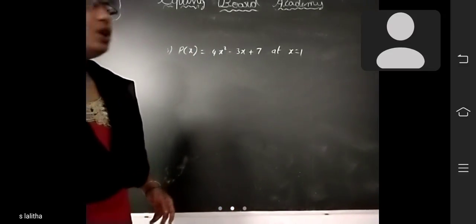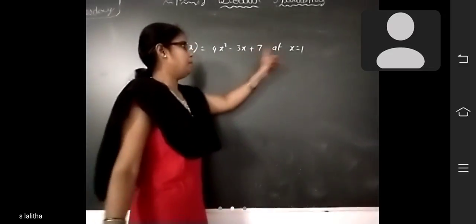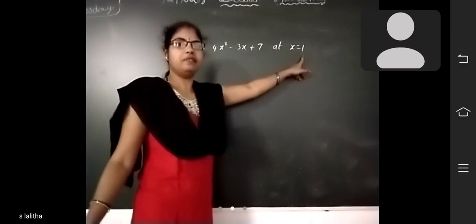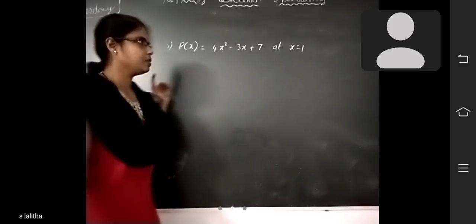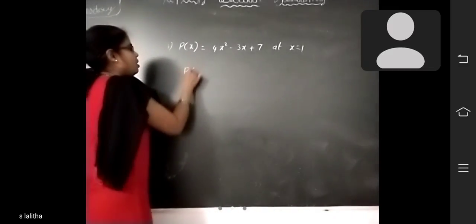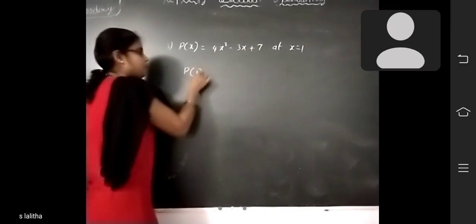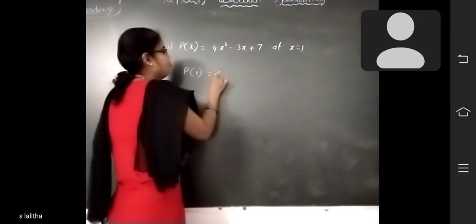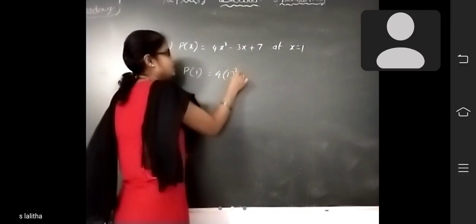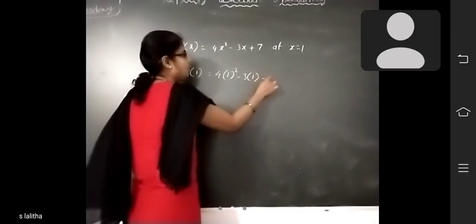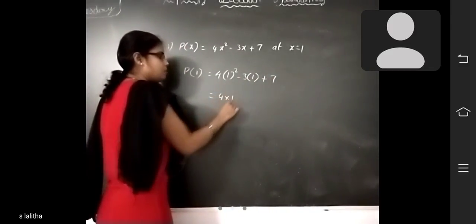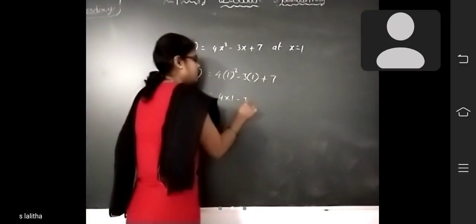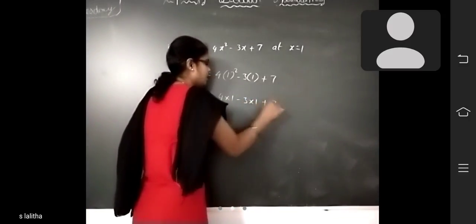That means what you have to do? In the place of x, you have to replace with 1. Substitute 1 in the place of x. So, P of 1 equal to 4 into 1 square minus 3 into 1 plus 7. So, 4 into 1 square means 1 only. Minus 3 into 1 plus 7.